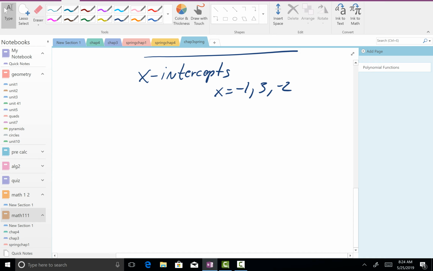X-intercepts at -4, -2, 3. We talked before about intervals, increasing, decreasing, increasing. Max, min, relative to the local, right? Because they're not absolutes.